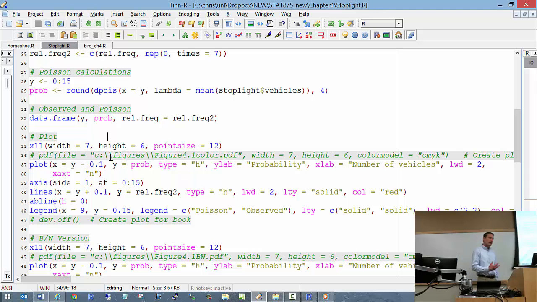So I'll let you look at the details of the code on your own. But basically what I'm going to do is just graph some bars on a plot where the bar height will be equal to the relative frequency or the probability from the Poisson. One thing that's new that we've never seen before is type equal h, which again says I want bars on my plot that reach a certain height as given by the y variable. So let me go ahead and do this.